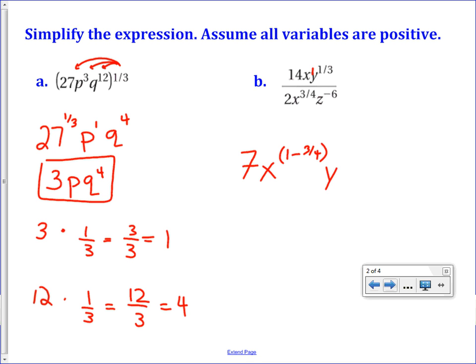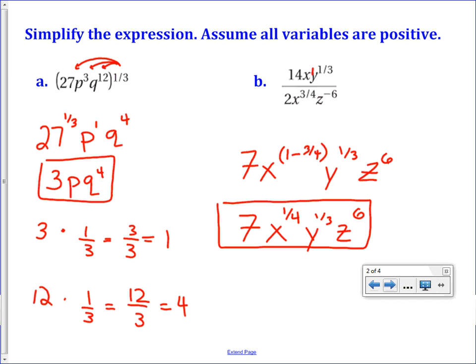Y to the 1/3 has nothing to combine with, no other y's in this problem. And the z to the -6 is going to come up and join the stuff on top and become z to the +6. Now there's nothing left on bottom, and I don't have to show that. I do just want to simplify the exponent on that x. So the 7 stays as it is. This becomes x to the 1 minus 3/4, which is 1/4 power, y to the 1/3, z to the 6th. Doesn't get any more simple than that.